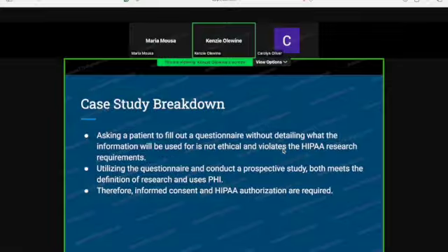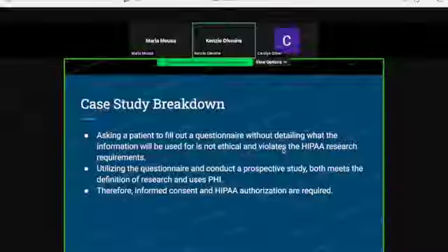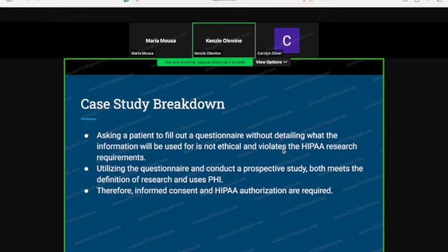So if we take a look at the breakdown of this case study, the oncologist is asking a patient to fill out a questionnaire without detailing what the information will be used for, which is not ethical and violates HIPAA research requirements. It also violates informed consent requirements. Utilizing the questionnaire and conducting a prospective study meets the definition of research and uses PHI. So as we talked about, whenever something meets the definition of research or uses PHI, a HIPAA authorization is required.